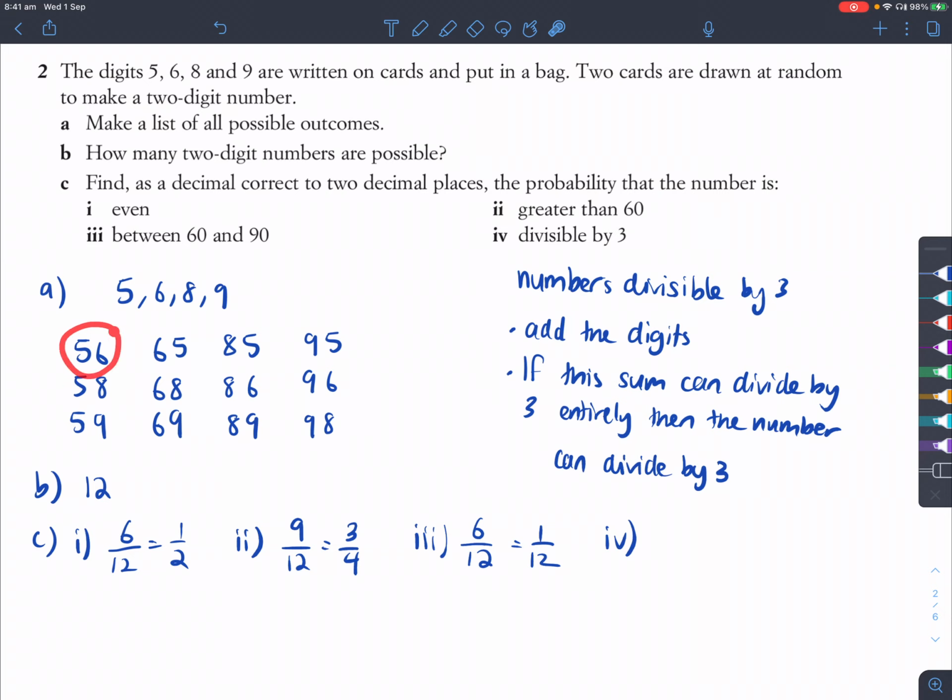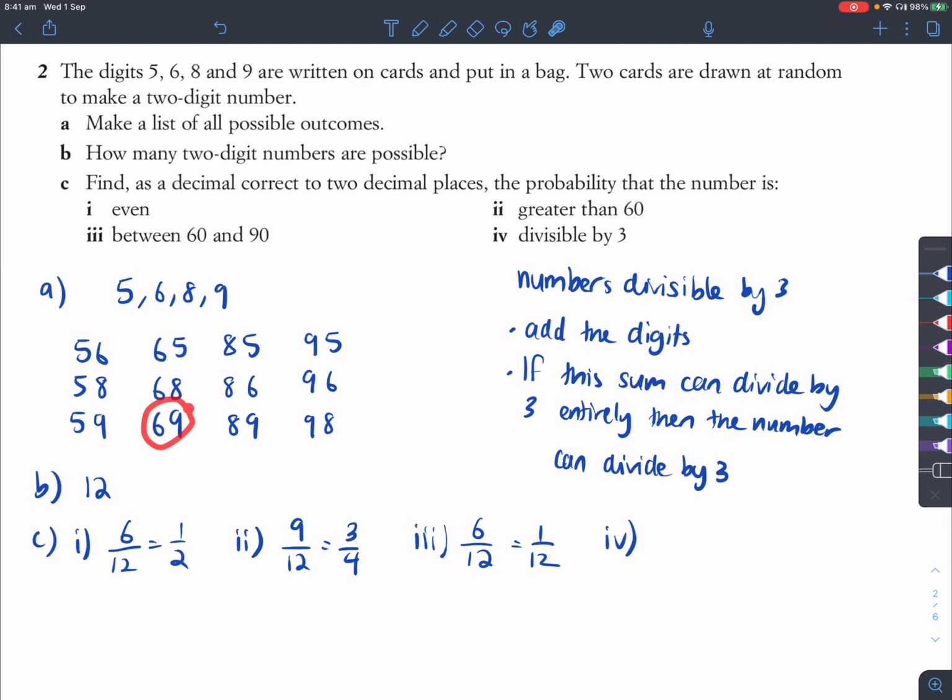So start with 56. If you add 5 and 6 together, that's 11. 11 cannot divide by 3, so we don't accept that. Let's move on to the next one. 5 plus 8 is 13. 13 cannot divide by 3, so it's not divisible by 3. 5 plus 9, if you add it together, that's 14. 14 can't divide by 3, so no. 6 plus 5, again, is the same as this, so it can't. 6 plus 8 is 14, and 14 can't divide by 3, so nope.